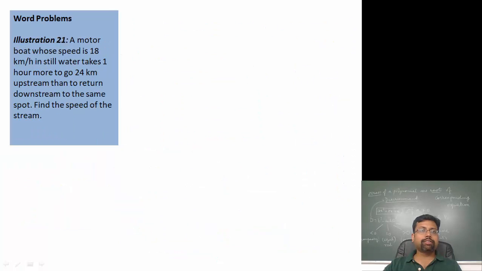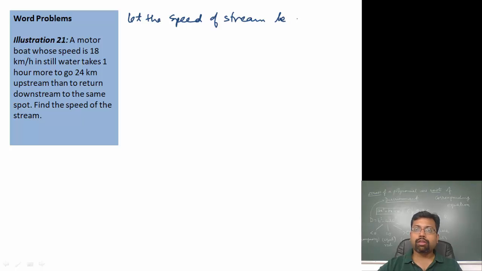Okay, so this question says that there is a motorboat whose speed in still water is 18 kilometers per hour, and it takes 1 hour more to go 24 kilometers upstream than to return downstream to the same spot. Find the speed of the stream. So this is what we need to find. Since we have to find the speed of stream, we will assume it to be x kilometers per hour. So let the speed of stream be x kilometers per hour.